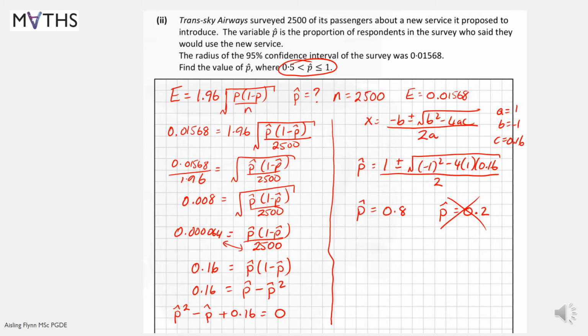We'll say P-hat is 0.8, and what does that mean? It means that they're 95% sure that 80% of passengers would use the new service.